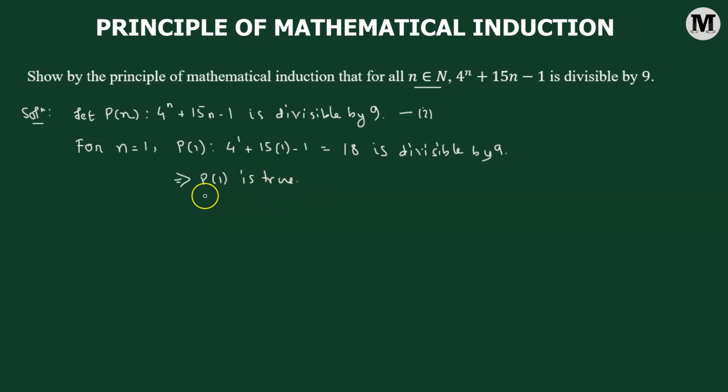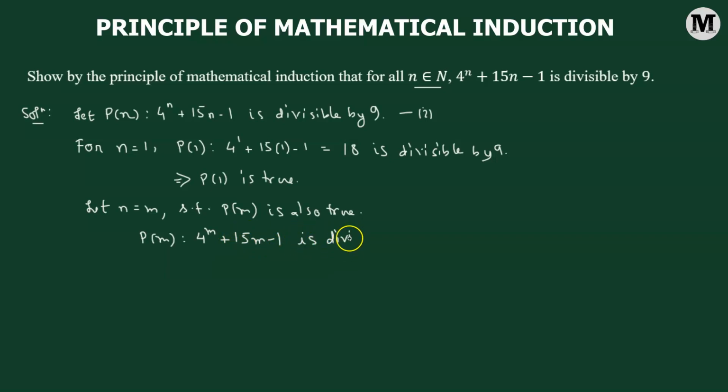We'll have to now verify that for other natural numbers, P of n is a true statement. So we will choose n to be equal to m, such that we will consider the statement P of m to also be true. This is a supposition that we are taking. So what is P of m? We only have to rewrite the expression: 4 raised to the power of m added to 15m minus 1 is divisible by 9.